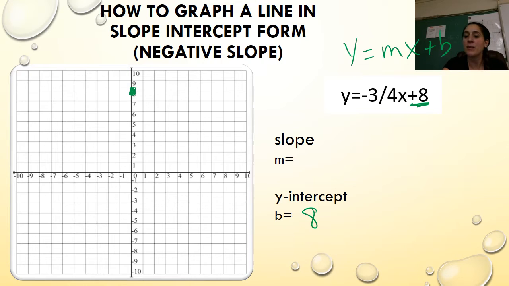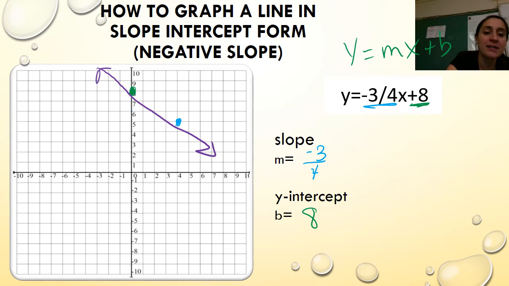Now I'm going to follow my slope. My slope for this problem is -3/4. Since it's a negative, I know I need to go downward. So I'm going to go down 1, 2, 3, and I always go to the right. So 1, 2, 3, 4 to the right. So I went down 3 because it was negative, and 4 to the right. Draw my line, put some arrows, and I'm done.